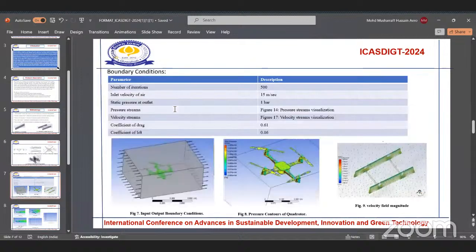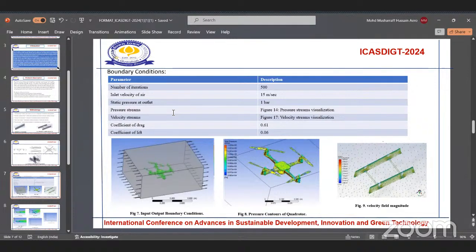Next, moving on to the boundary conditions, ma'am. The first parameter is the inlet velocity of air. In figure number 7, you can see the input and output boundary conditions. The inlet velocity is 15 meters per second, and the static pressure at the outlet is 1 bar. Coefficient of drag is 0.61 and coefficient of pressure is 0.0. In figure 7, you can see the input and boundary conditions.